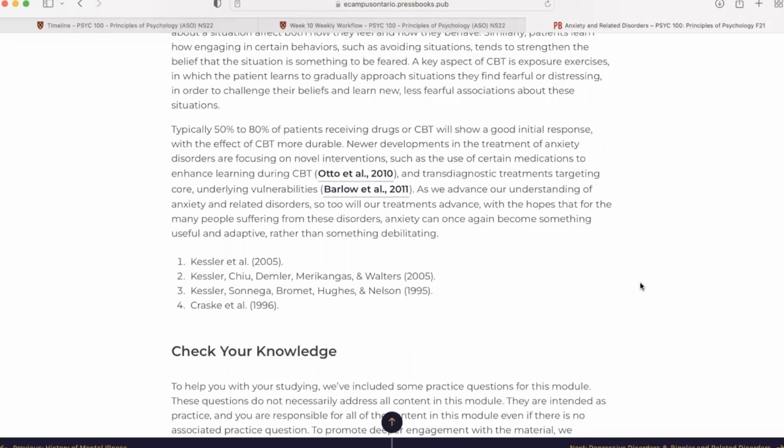As we advance our understanding of anxiety and related disorders, so too will our treatments advance, with the hopes that for the many people suffering from these disorders, anxiety can once again become something useful and adaptive rather than something debilitating.